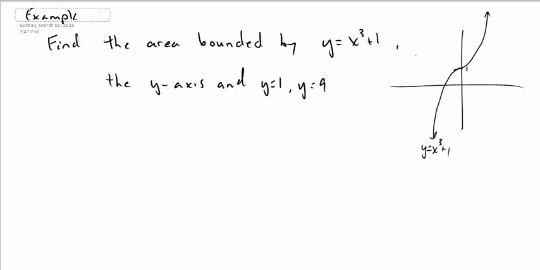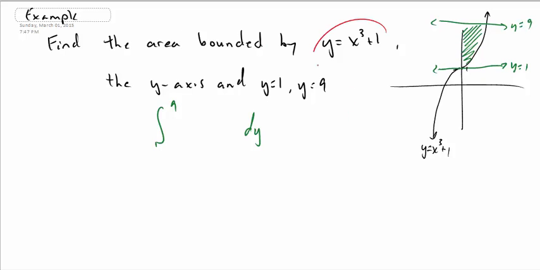This has a y-intercept of 1, and we're dealing with horizontal lines of y equals 1 and y equals 9. So the area we're looking for would be this one. Again, we're going to be integrating from 1 to 9 dy, not dx, because our limits of integration are y values, not x values. We want the area bounded by the curve, the boundary lines, and the y-axis, not the x-axis. So we have to rearrange that. y minus 1 equals x cubed. x is the cube root of y minus 1, or y minus 1 to the 1/3.